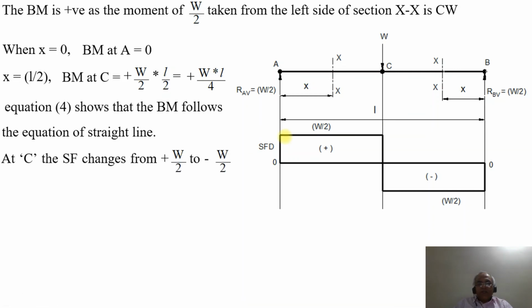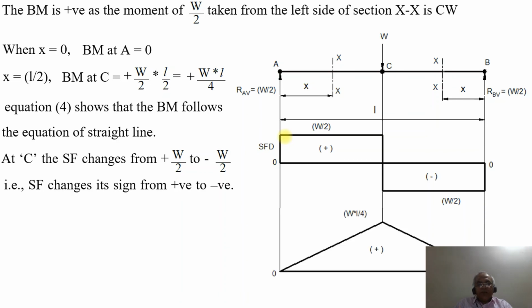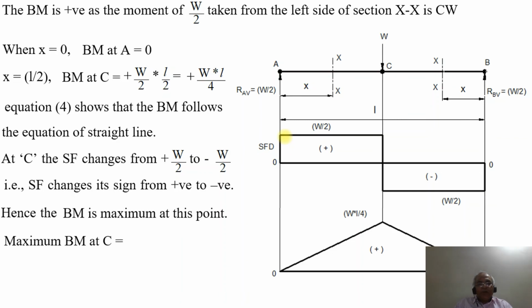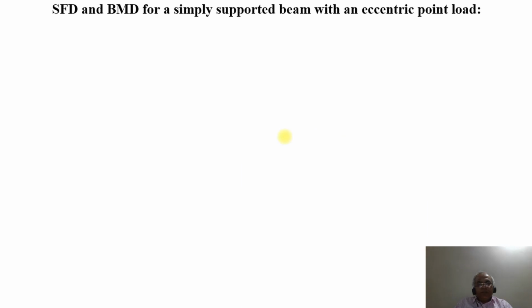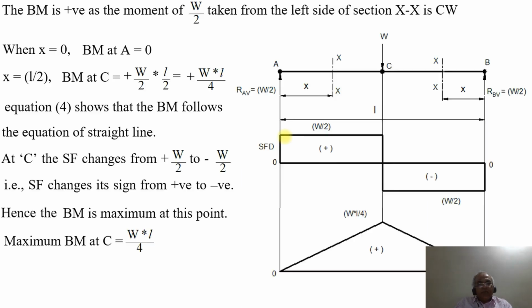Now similarly, SF changes from plus W by 2 to minus W by 2 at C; SF changes its sign from positive to negative. So naturally, the bending moment at that particular point will be the maximum value. Hence the bending moment is maximum at that point, which will be WL by 4. So the maximum bending moment at the point C will be equal to plus W into L by 4. This is how you will be able to analyze both the shear force diagram and the bending moment diagram for a simply supported beam having a point load acting exactly at the midspan of the simply supported beam. Thank you.